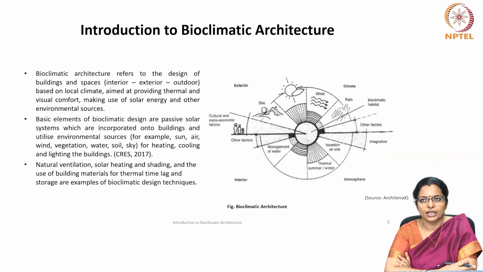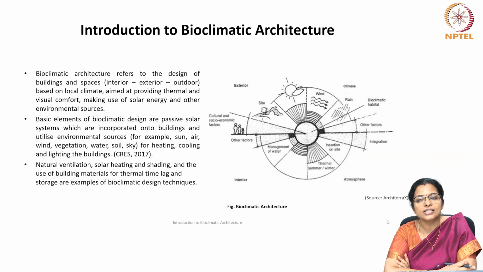So, bioclimatic architecture is combining biology and climate, and it is a design approach that prioritizes creating buildings and spaces that harmonize with the local climate. It is rooted in the understanding that buildings can be designed to work in harmony with nature, leveraging natural elements to create comfortable and efficient living spaces. One of the fundamental principles of bioclimatic design is the strategic use of passive solar systems, which harness the sun's energy for heating, cooling and lighting purposes. This includes features like south-facing windows for winter solar gain and shading elements to mitigate summer heat.